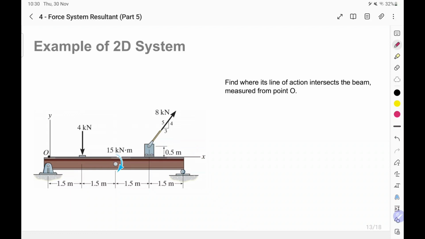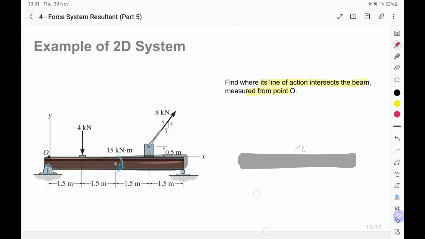Okay, katakanlah soalan tadi dia extend lagi. So this time around dia tanya where its line of action intersects the beam measured from point O. Okay, so if I were to draw the same system, let's say this beam, saya redraw balik. From our previous calculation, we have actually simplified all the external loads being subjected to the beam into a single resultant force.